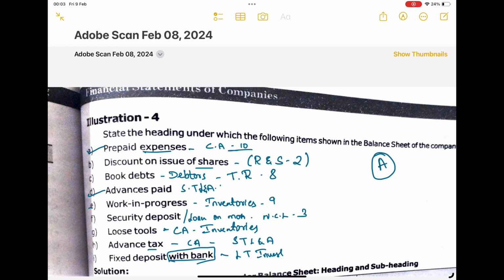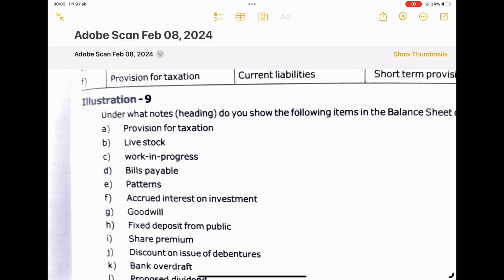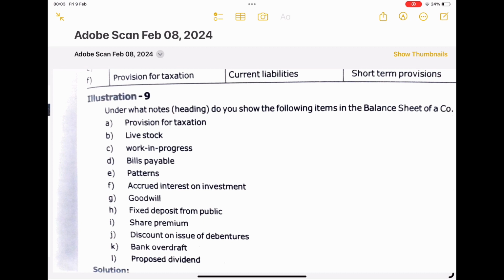See, I have solved two problems, right? Two problems are very similar. So next, one more problem I'm going to show. Just try to identify. Okay, see here they have given provision for taxation.